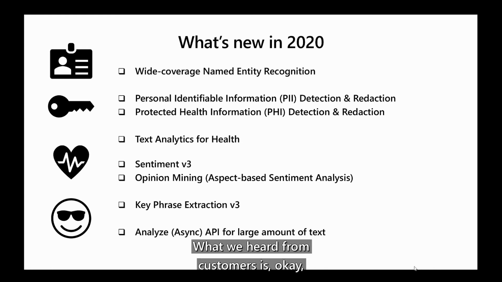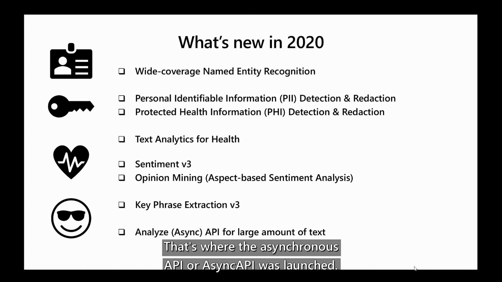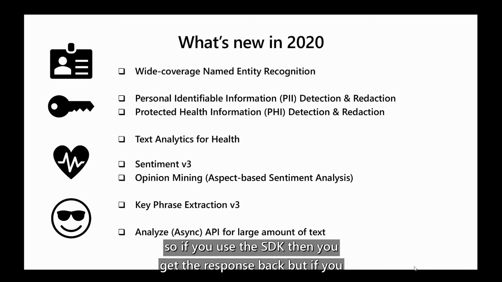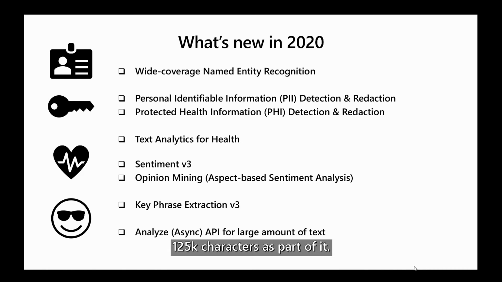So what we heard from customers is, okay, we actually want more data to be processed. So that's where the asynchronous API, or async API, was launched. The response time is in a few seconds, right? If you use the SDK, then you get the response back. But if you directly call the API, then you have to poll it based on the job ID. And the good thing is you can send up to 125,000 characters, 125K characters, as part of it.